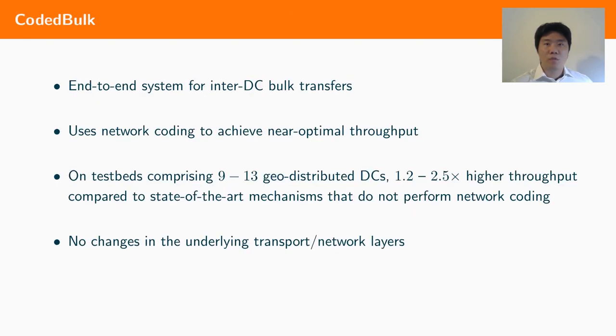Given the benefits of network coding, we present CodedBulk, an end-to-end system that achieves near-optimal inter-datacenter bulk transfer throughput via network coding. CodedBulk improves bulk transfer throughput by 1.2 to 2.5 times compared to the state-of-the-art non-coded mechanisms on geo-distributed cloud testbeds. An important feature of CodedBulk is that it does not change the underlying transport and network layers, which makes CodedBulk easily deployable as an overlay service.